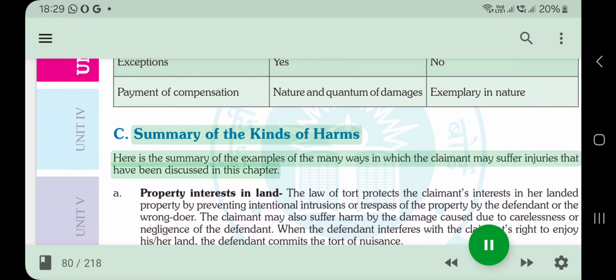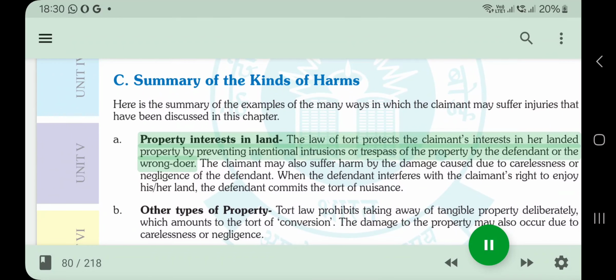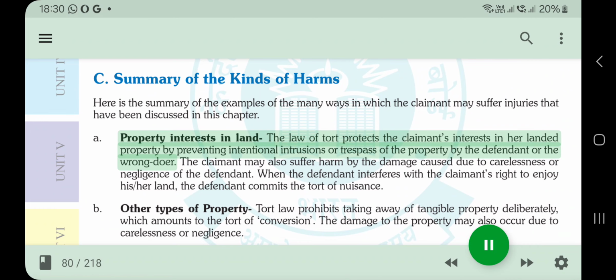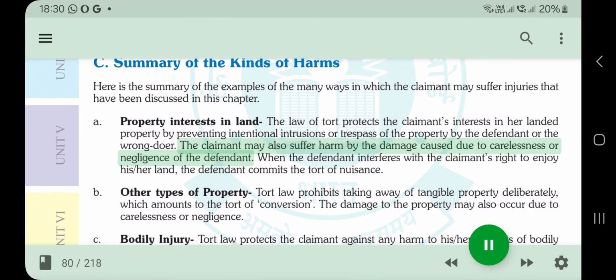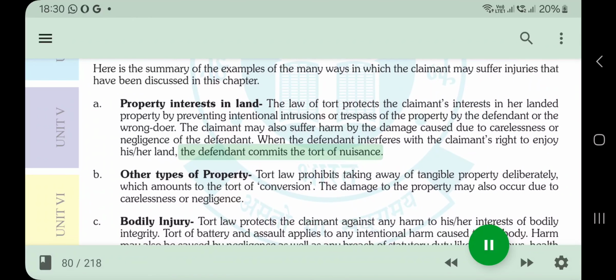C. Summary of the kinds of harms. Here is the summary of the examples of the many ways in which the claimant may suffer injuries that have been discussed in this chapter. A. Property interests in land. The law of tort protects the claimant's interests in her landed property by preventing intentional intrusions or trespass of the property by the defendant or the wrongdoer. The claimant may also suffer harm by the damage caused due to carelessness or negligence of the defendant. When the defendant interferes with the claimant's right to enjoy his/her land, the defendant commits the tort of nuisance.